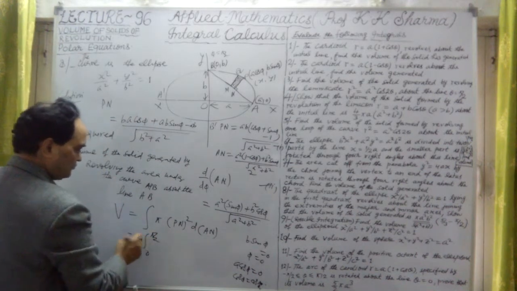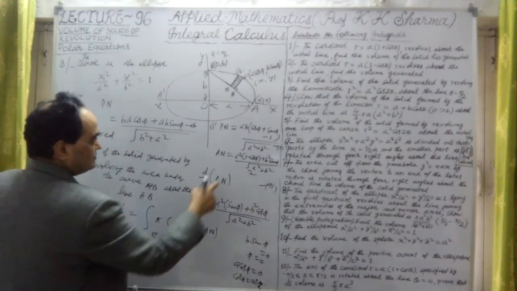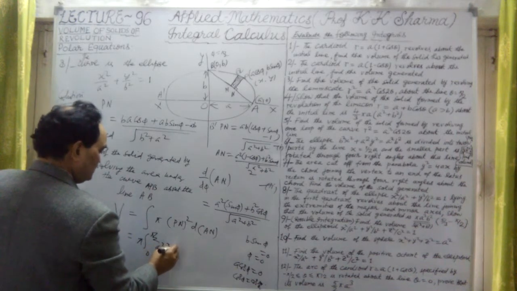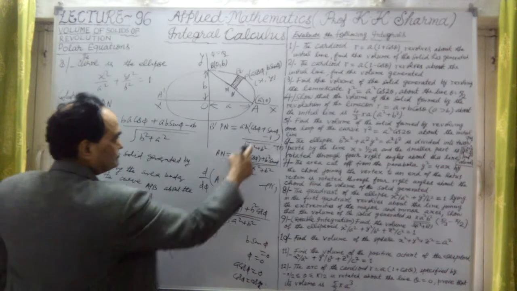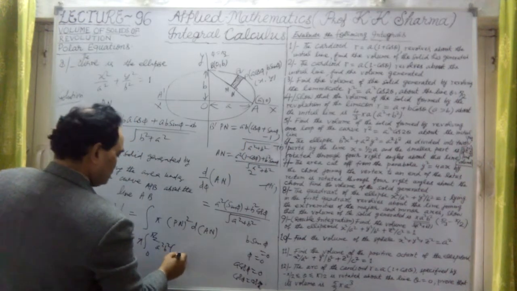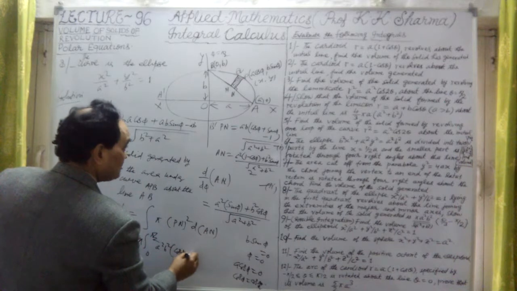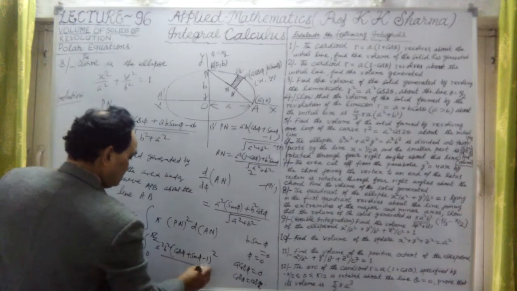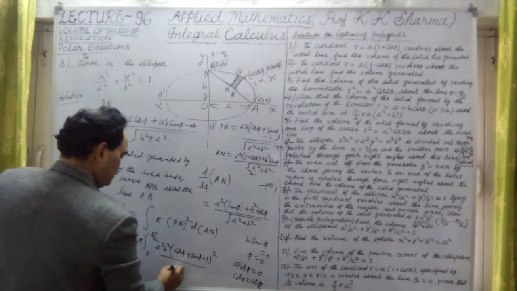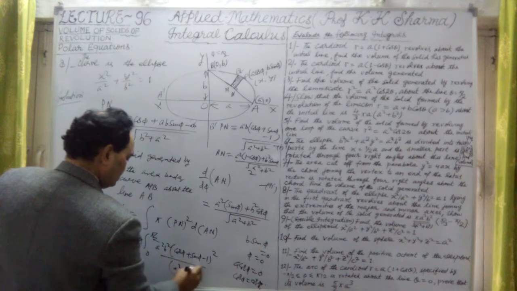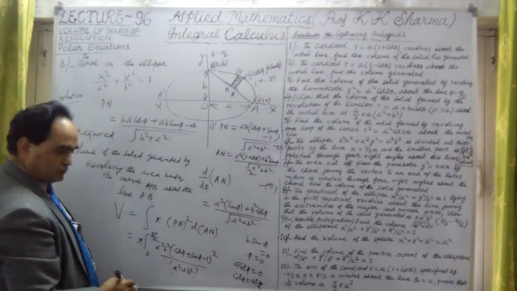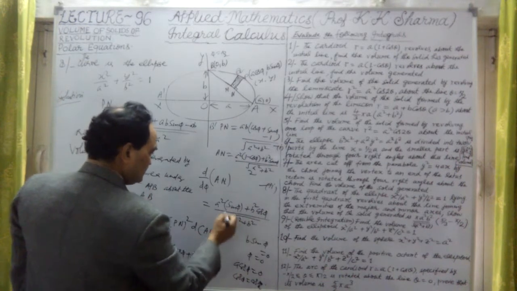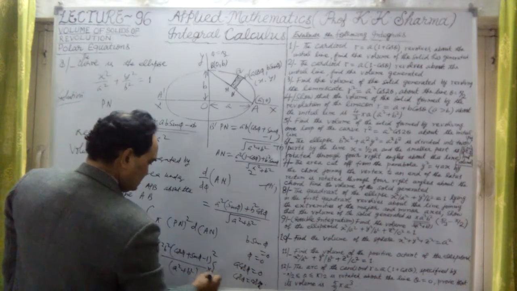Pi I have to take outside. Pn, this Pn is this value, which is a square b square into this value, which is (cos phi plus sine phi minus 1) whole square upon this a square plus b square, the square root is cancelled out, a square plus b square into dAn. dAn we have just obtained, this value, a square into this, let me write this value.